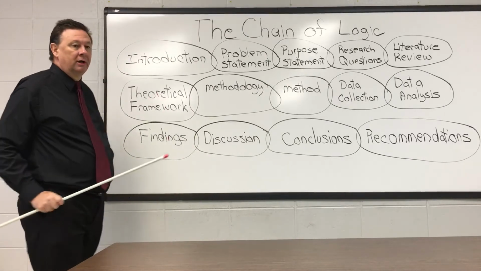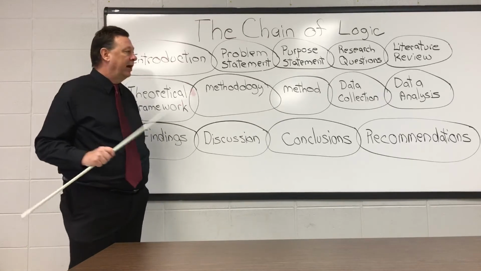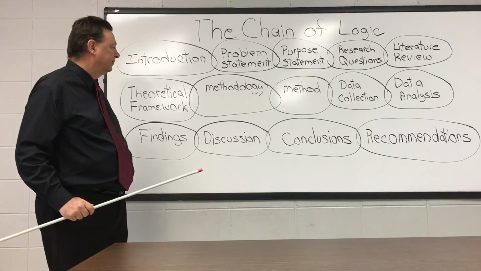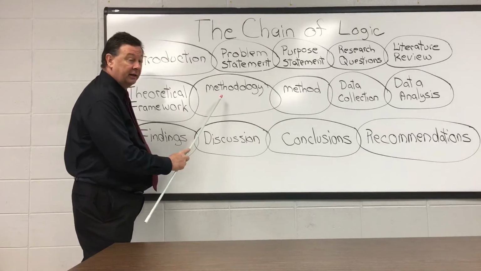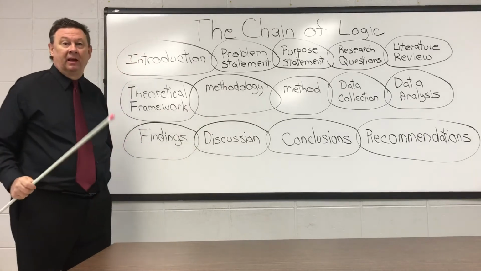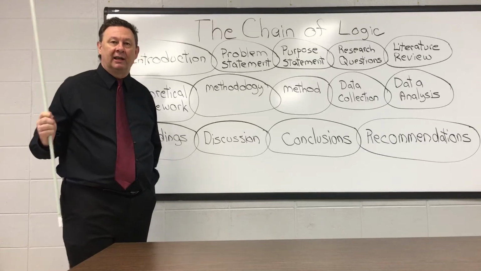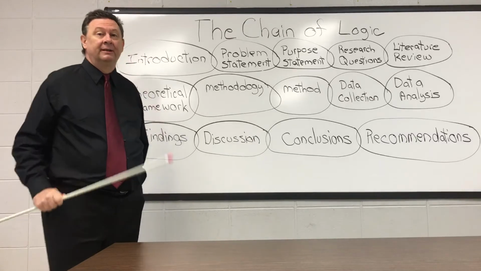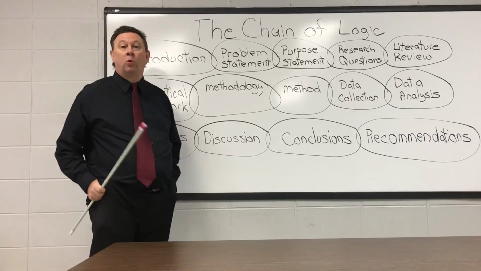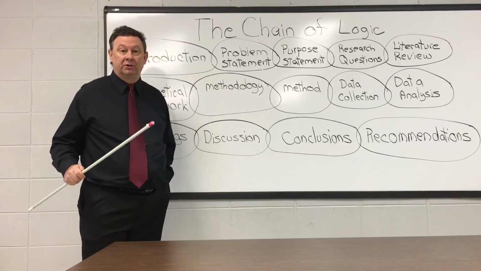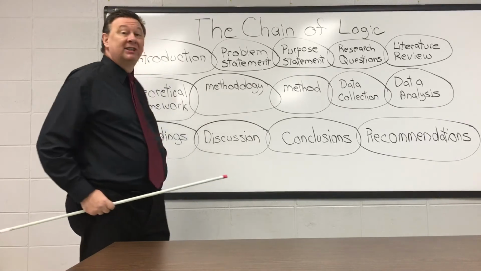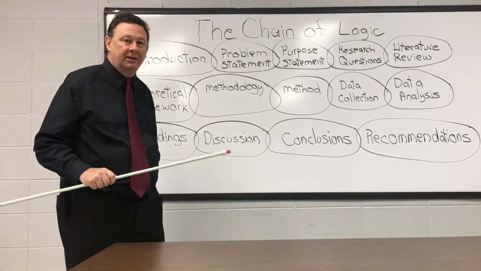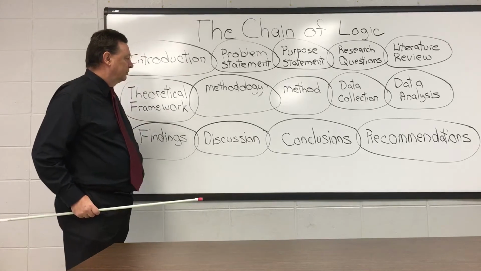Theoretical frameworks are intended to help the reader see the foundation, the architecture of what you're doing. And then the seventh link in the chain of logic is the methodology. There are three types of methodologies in social science research. They are quantitative, which deals with numbers. There are qualitative, which deal with words. And there are mixed methods, in which you have a specific combination of quantitative and qualitative measures in the research design.